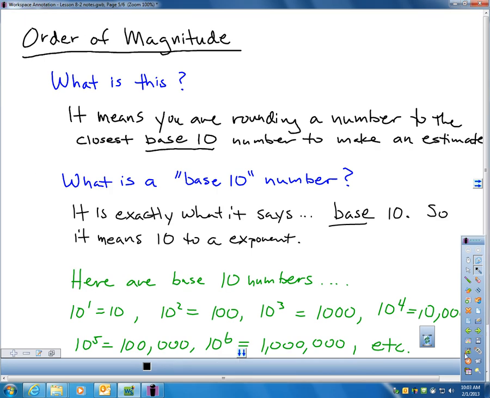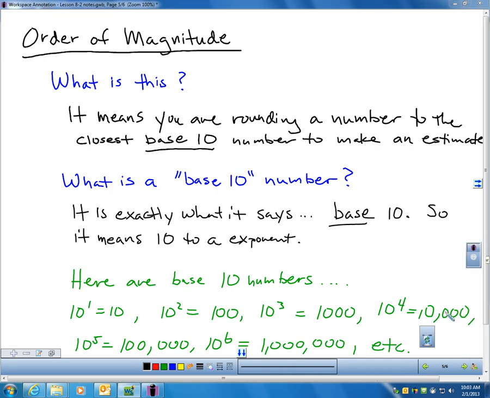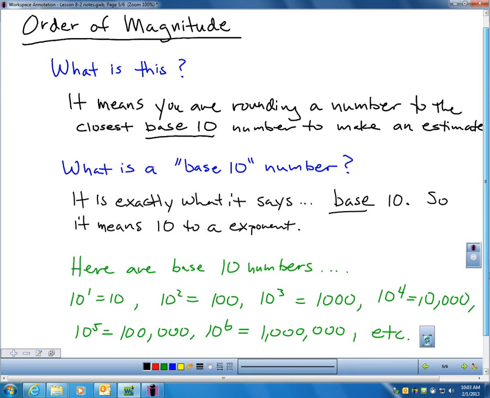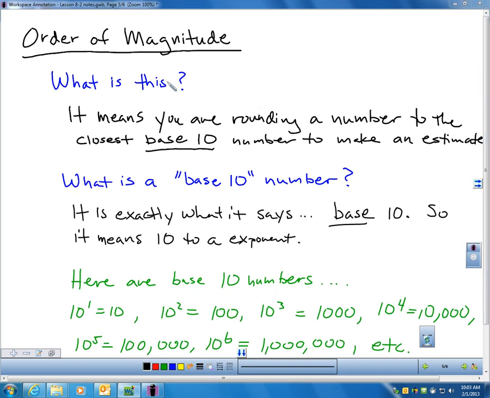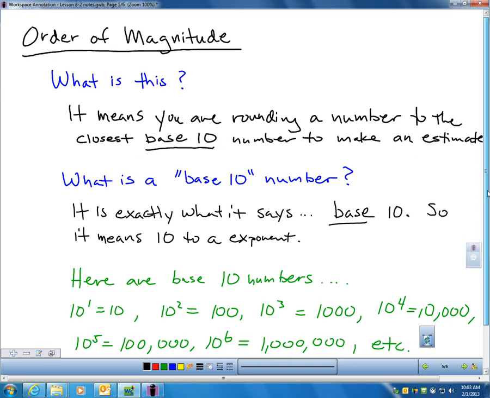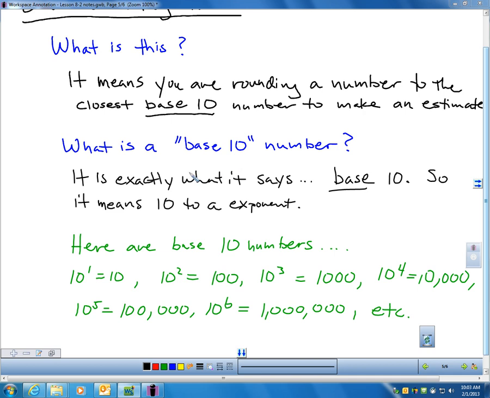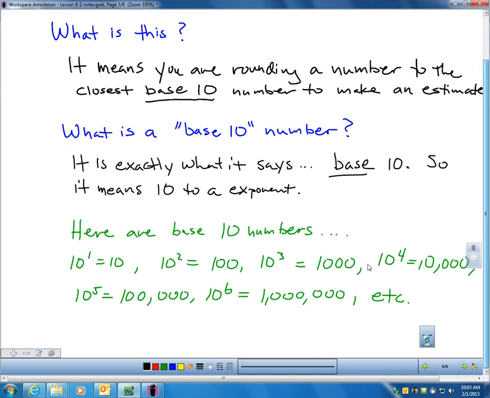The one other thing I wanted to quickly review, remember we talked about order of magnitude on the last video. I just wanted to review that with you real quick. Remember, order of magnitude simply means that you're rounding a number to the closest base 10 number to make an estimate. Base 10 number is exactly what it means, base 10. So it means 10 to an exponent. So base 10 numbers, I put this on my last video, could include 10 to the first, which is 10, 10 squared, which is 100, 10 to the third, 1,000, 10 to the fourth is 10,000, and so on, okay?